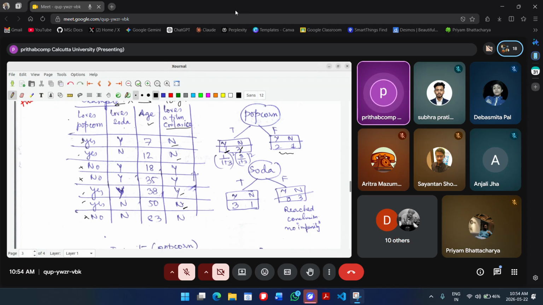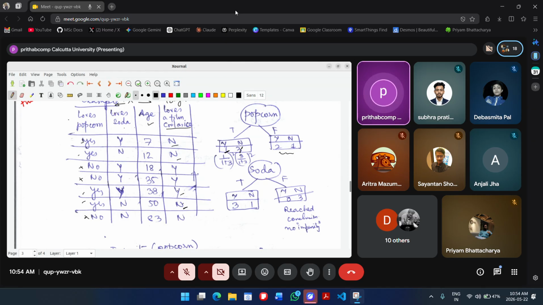So I've made this so that it becomes a little easy to see. Even for soda, we can do this thing. Love soda, does not love soda. Okay, so love soda. So there are how many yes? 1, 2, 3, 4. So here you see 3 plus 1, 4.